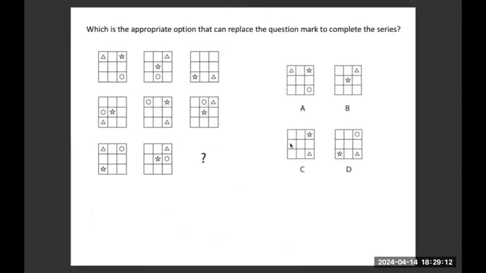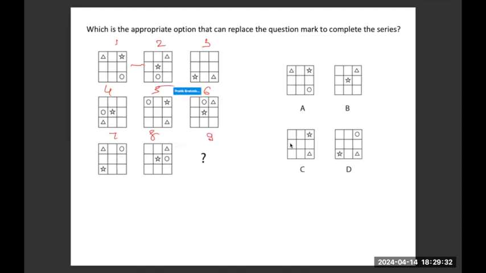What is the appropriate option that can replace a question mark to complete the series? So this is a whole series. It's not a matrix, it's a series. So this comes second. The first figure, second figure, third figure, fourth, fifth, sixth, seventh, eighth, and then we have to find the ninth figure.